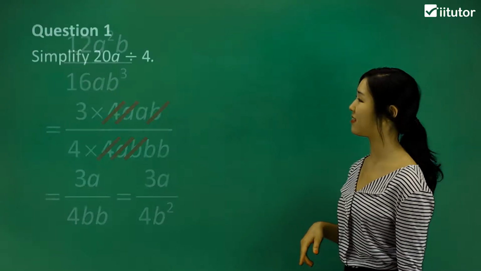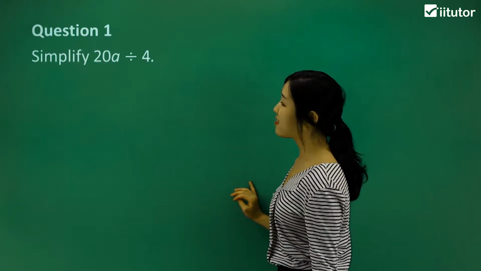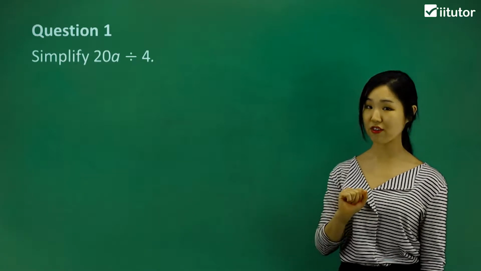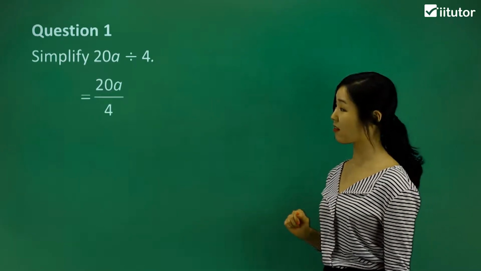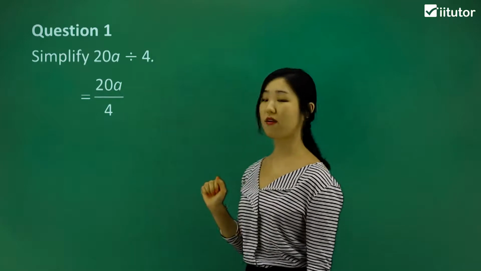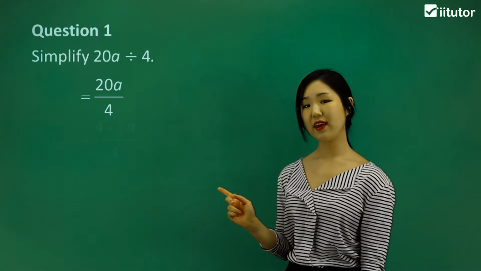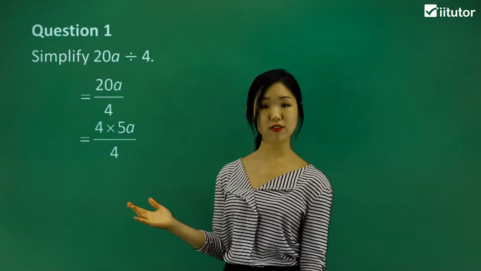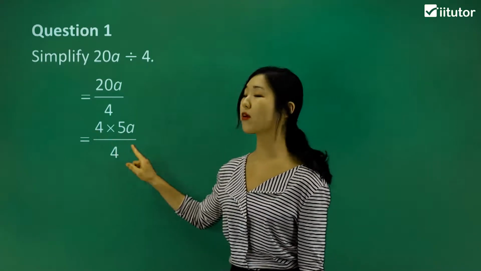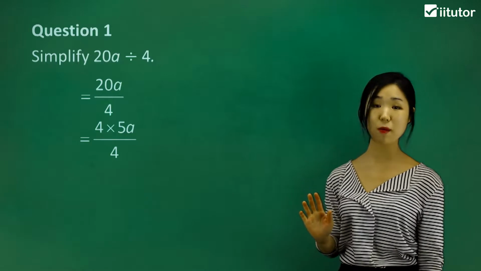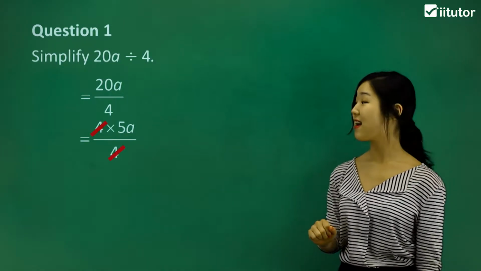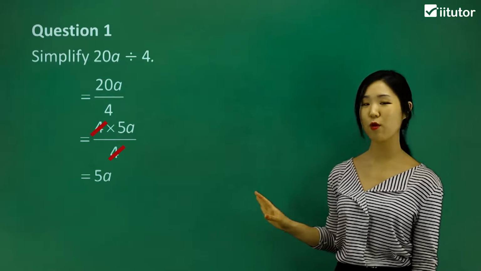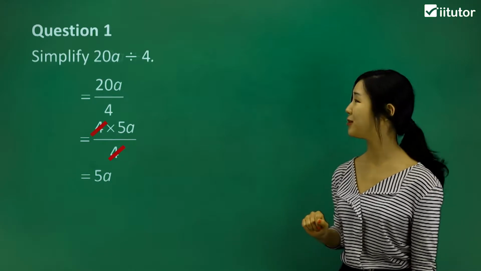Let's do some questions. Starting with question 1, it says simplify 20a divided by 4. Division means we can use a fraction notation, isn't it? So I'm going to change it to the fraction form. So it's 20a over 4. Now 20 is the same as 4 times 5. The reason why I chose those numbers is because now you can see 4 is common on both numerator and denominator. So let's cross it out. So what we're left with is just 5a. That is simply the answer. So at the end, all you need to do is write down what's left.